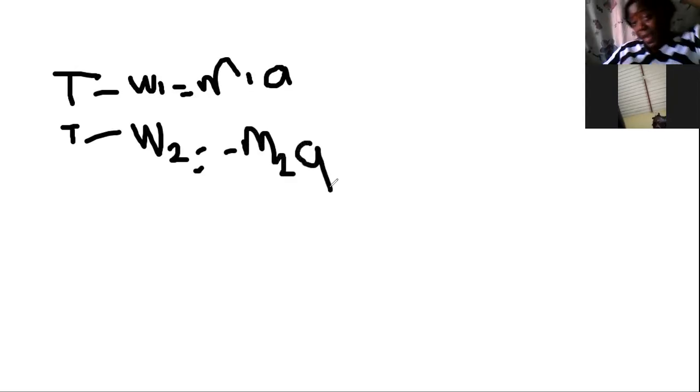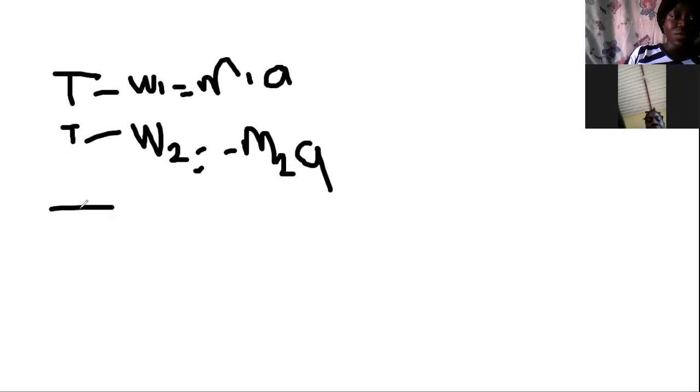The tension minus the weight 1 equals the mass of that object times the acceleration, and the tension minus the weight 2 equals minus the mass times the acceleration. So from part A, we have found what our acceleration is. So we can use any of the original equations to find our tension. You can choose to use equation 1 or equation 2.